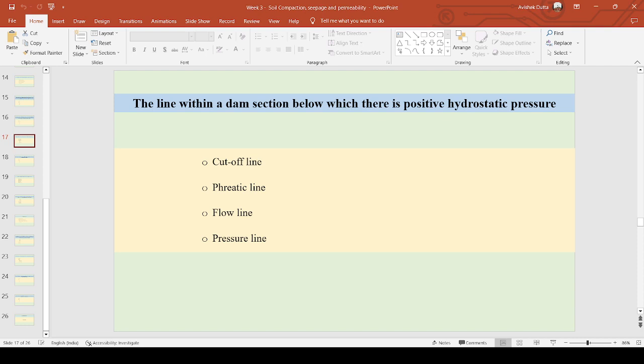The line within a dam section below which there is positive hydrostatic pressure. The options are cutoff line, phreatic line, flow line, or pressure line. For those who have joined late, I will be repeating the questions from the compaction once again so that you can solve it within the time I will give later. Next question.